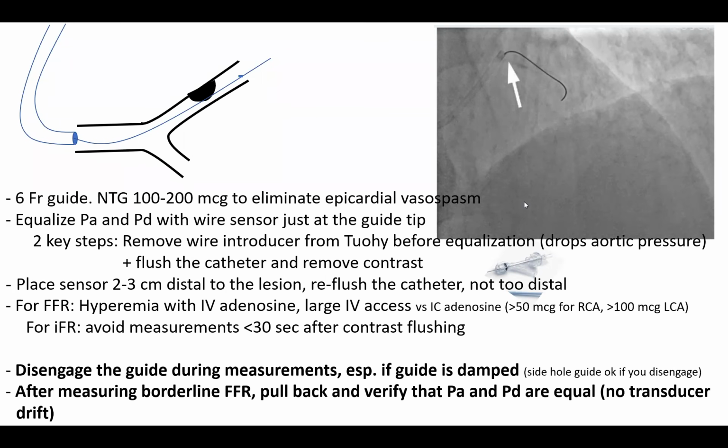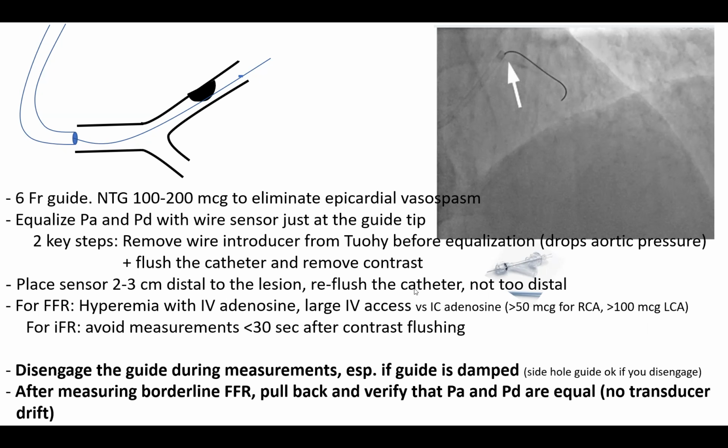So after you do that equalization, then you advance your wire and you place it 2 to 3 centimeters distal to the lesion. You don't want to put it too distal. You want to make your measurement somewhat specific for that lesion. If you put it too distal, you'll get a summation of significance of all lesions of the vessel. You want to make it kind of close to the lesion, but not too close. 3 centimeters is a perfect area.